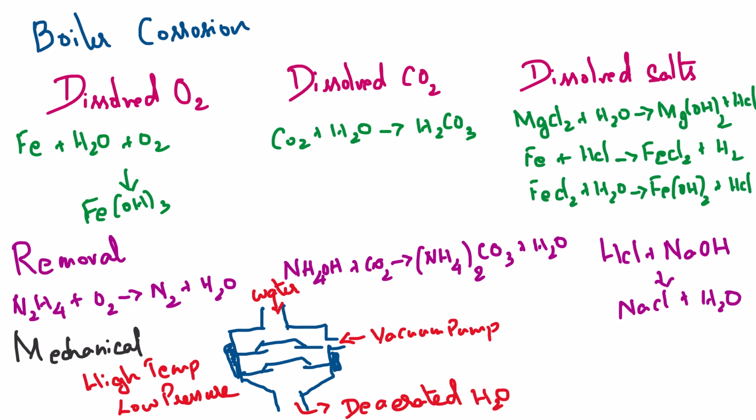The gases can also be removed by a mechanical method using a deaerator. The deaerator consists of a tower inside which there are perforated plates, and it has to be maintained at high temperature, and for low pressure it is connected to a vacuum pump. When the water is sprayed, since high temperature is there, the water is converted into vapor where the gases are removed and the resultant water is deaerated.